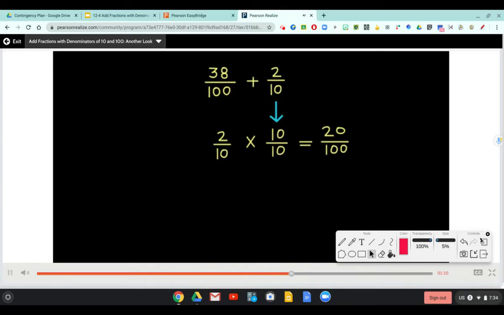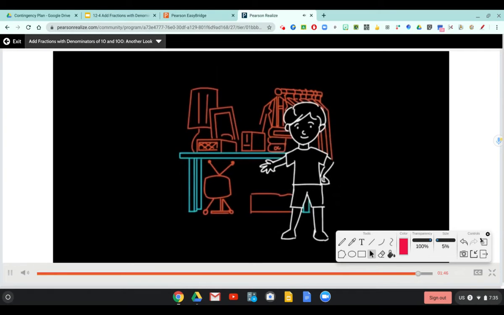We rewrite the problem: 38 hundredths plus 20 hundredths. Now we can add, since both fractions have common denominators. First, we add the numerators. 38 plus 20 equals 58. And we write the sum over the like denominator, 100. 38 hundredths plus 20 hundredths equals 58 hundredths. Steve sold 58 hundredths of his items. Way to go, Steve!